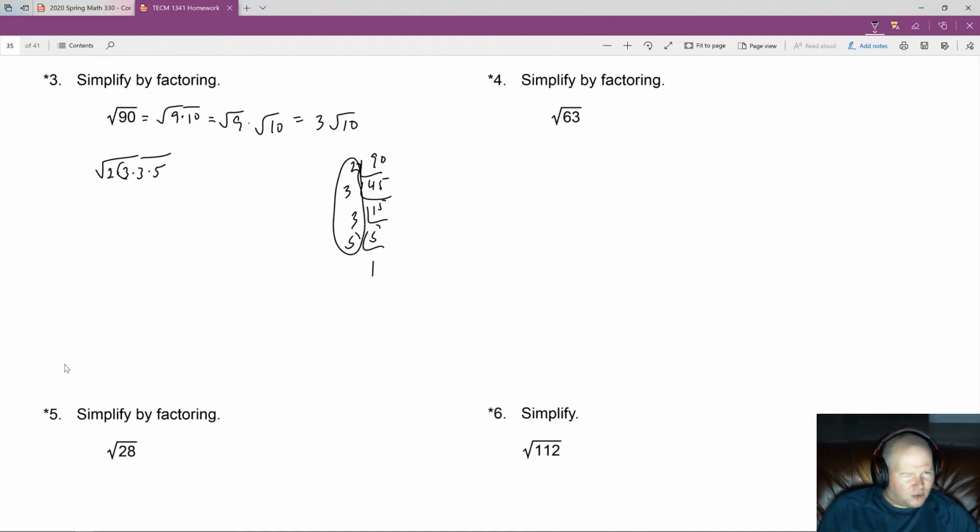Now, what can we pull out of here? Well, we have a pair of 3's we can pull out. We can only pull out a pair. And everything else that's left, we leave underneath the radical sign, so 2 times 5. 3 is on the outside. 2 times 5 is 10. You still end up with 3 square roots of 10.